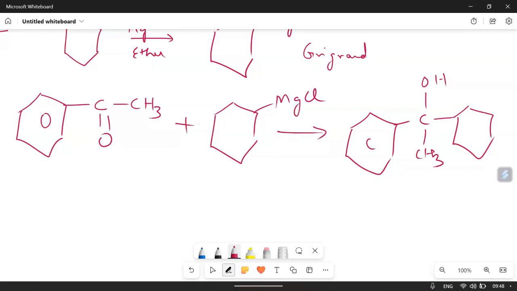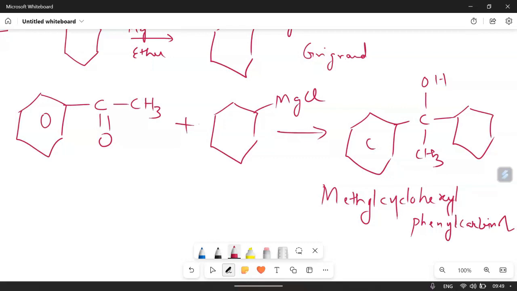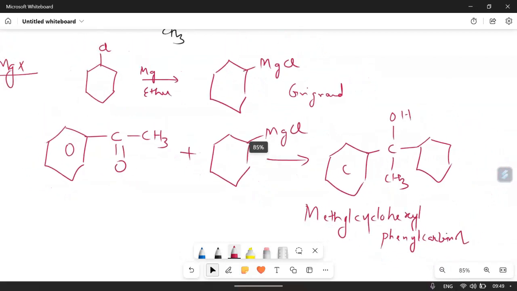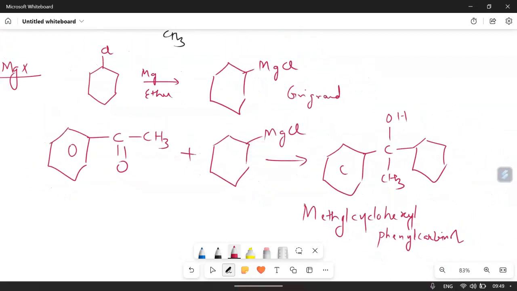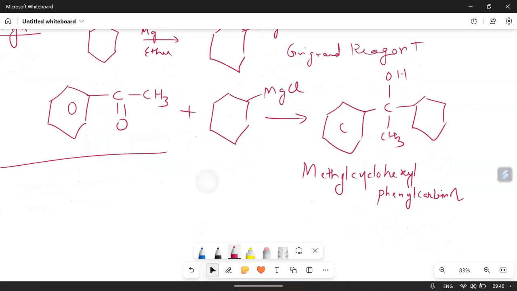Can you name it? Yes, of course you can name it. So it is methyl cyclohexyl phenyl carbinol. So this is a good example. You can go with this. Write it down. First we have made the Grignard, then we have attacked on this ketone group, acetophenone, then we got this result.